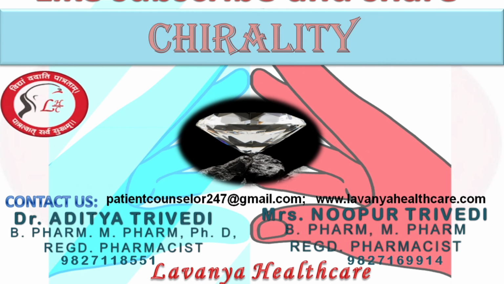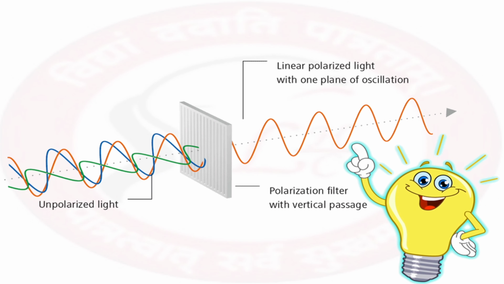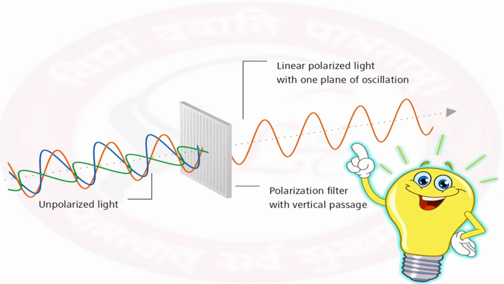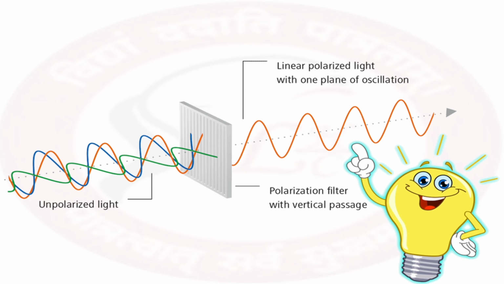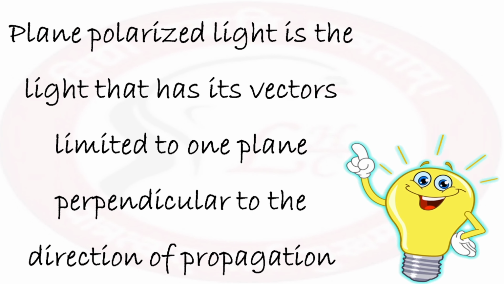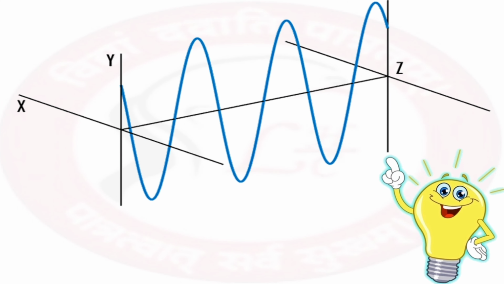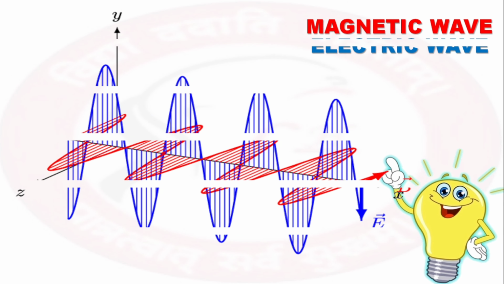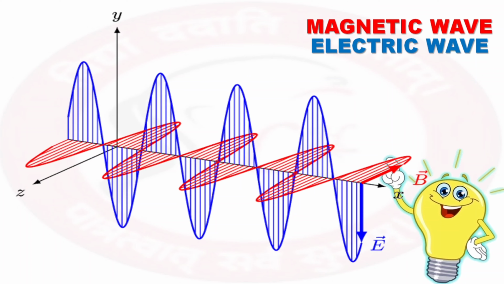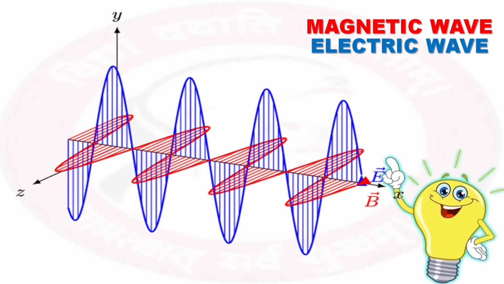Let's continue our topic and we were about to start plane polarized light. As the name suggests, plane polarized light is a light which is polarized towards a single plane. It is a light wave in which all photons have the same polarization, that is only one direction. Light waves are electromagnetic in nature, we all know that, and they are composed of both electric and magnetic properties.